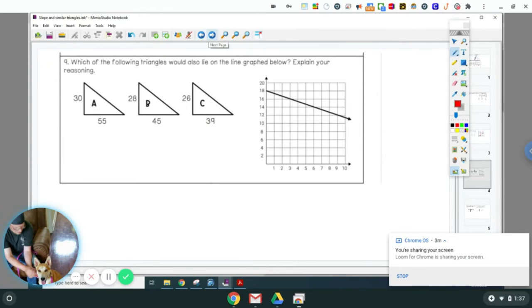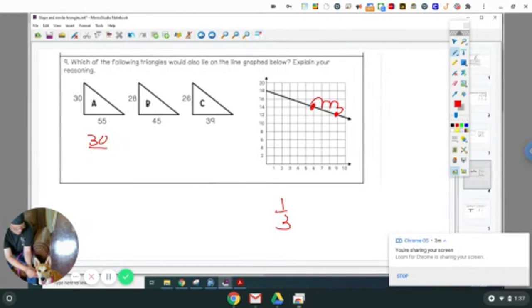Okay, number 9, which of the following triangles would also lie on the line graph below? Explain your reasoning. Okay, so first I'm just going to find the slope of this line. So I'm going to choose a point here and here. So I'm going to rise 1, 1, 2, 3. So it'd be 1/3. So I need to figure out which one of these equals 1/3.